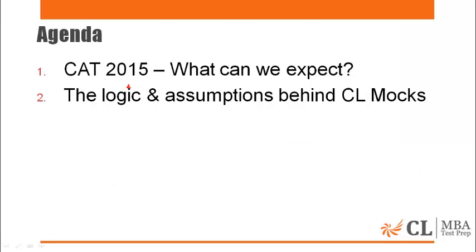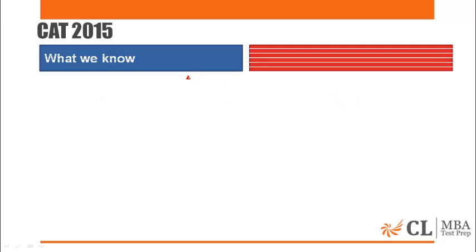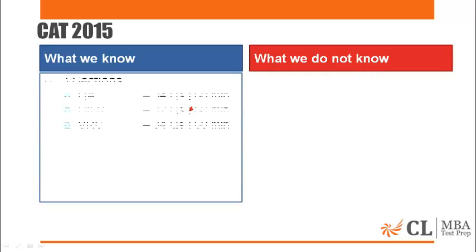So like I said, we'll discuss two things. One is about CAT 2015, what we can expect. And the second is the logic and assumptions behind CL mocks. There are certain things that we know and certain things that we do not know. What are the things that we know?